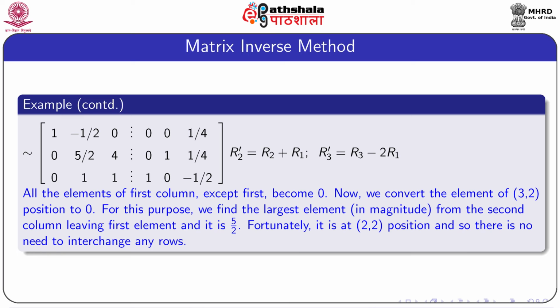Now, we convert the element 3 2 to 0. For this purpose, we find the largest element in magnitude from the second column, leaving the first element, and see that this is 5 by 2. That means 5 by 2 is the second pivot element of the matrix. Fortunately, it is present at the 2 2 position and hence there is no need to interchange any rows.